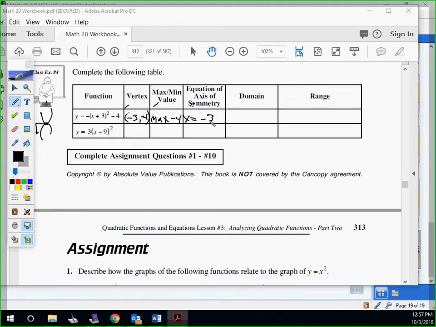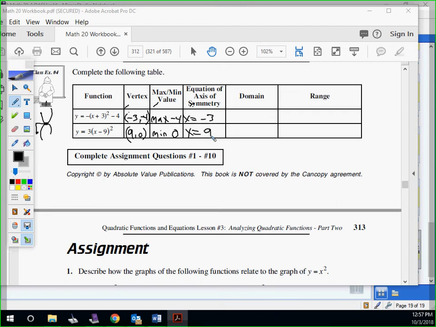What's the vertex for the second one? 9, 0. Good. There's no vertical movement, so that just stays 0, but we did go right 9. Good. Is it a max or min? It's a min, right? We didn't flip, so it's still a min. And what is the min? 0, that value. Your AOS, 9.